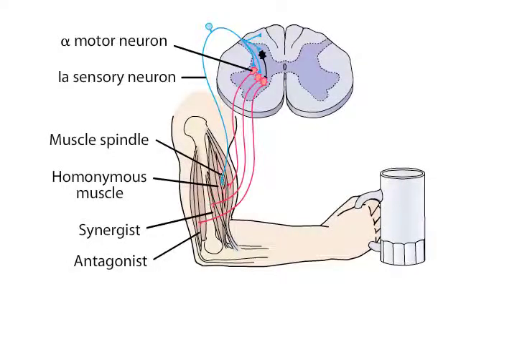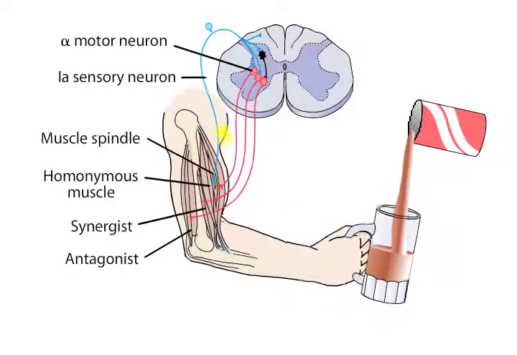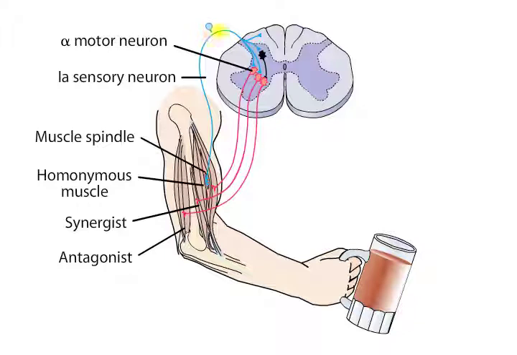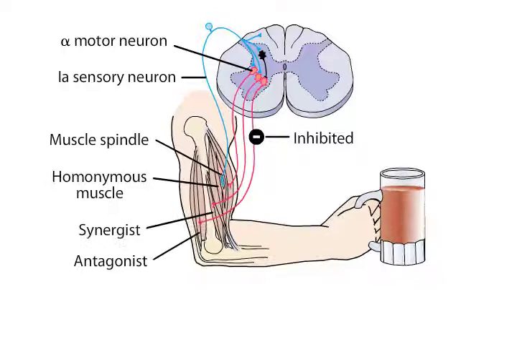When the muscle is stretched, the afferent volley from the muscle spindle is relayed to the alpha motor neurons, and an efferent volley returns to the muscle. Since muscles are always under some degree of stretch, this reflex circuit is normally responsible for the steady level of tension in muscles called muscle tone.